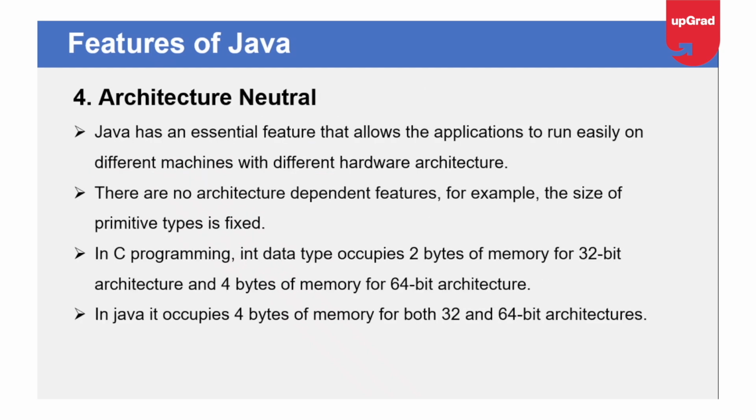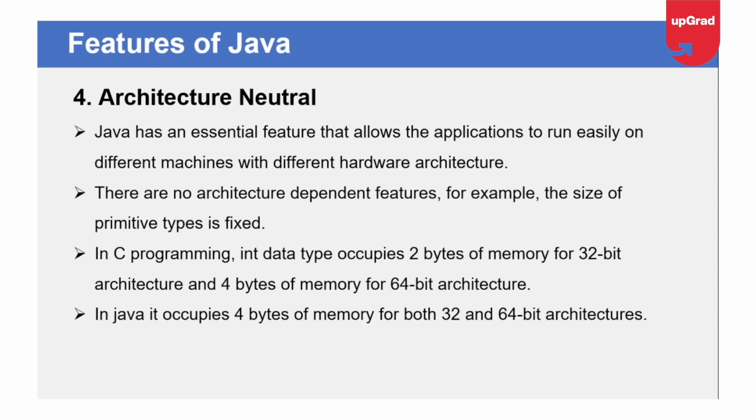Now, talking about architecture neutral. In platform independence, we were talking about operating systems, software. In architecture neutral, we are talking about the hardware. Java has an essential feature that it will run on different machines with different architecture of hardware. Even if the machine is 32-bit or 64-bit, we do not need to worry. There are no architecture dependent features. It will run in the same manner on both the machines.